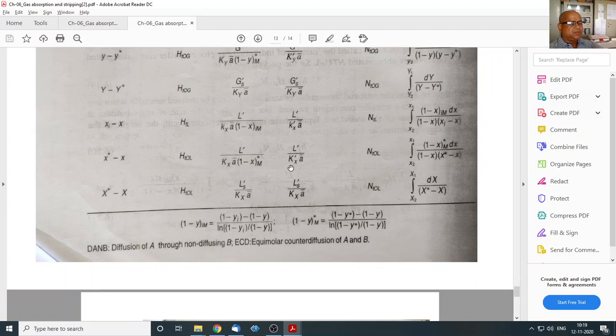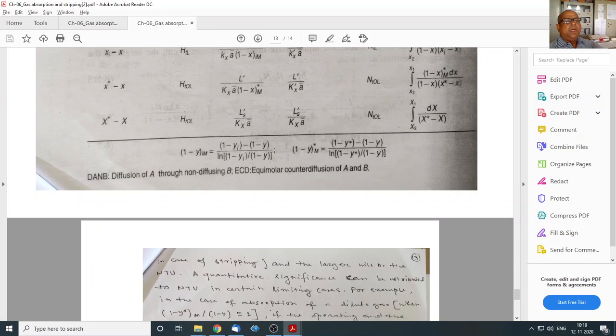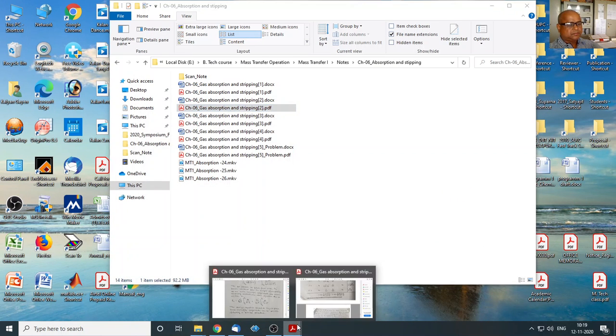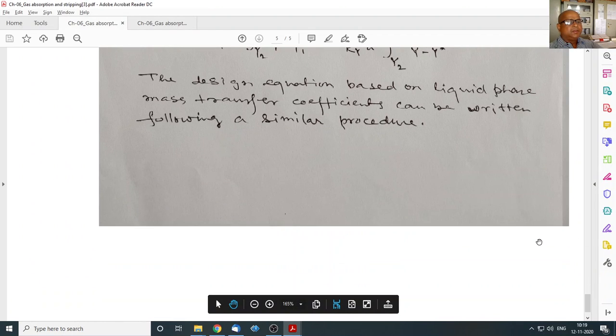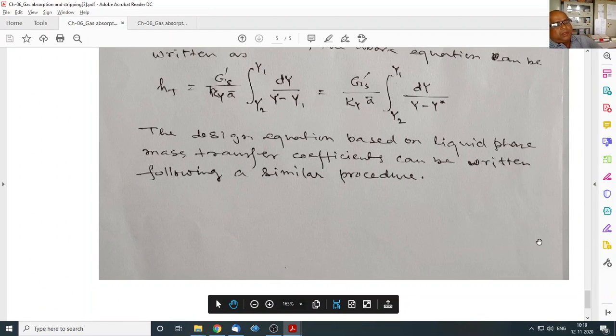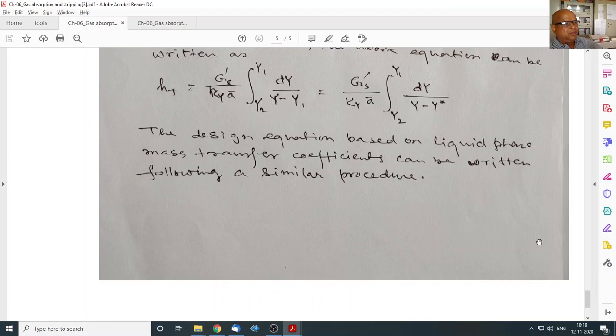It will be equivalent. So this is all about the calculation of the factor for absorption. For a particular given problem, when you have to design the packed tower, your aim is first to find what will be its diameter and what will be its height.